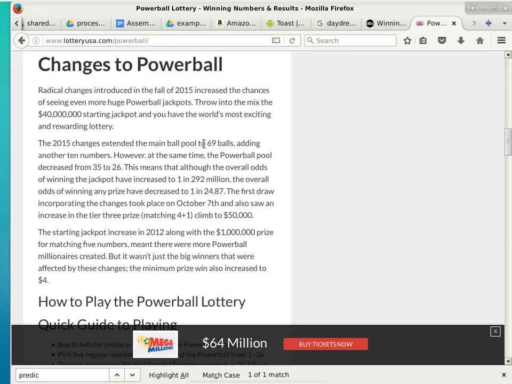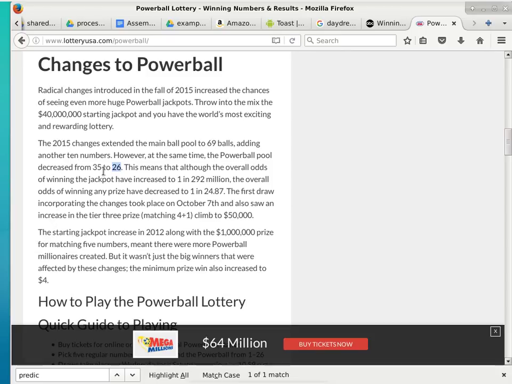Okay, so there are 69 balls to draw from in order to get the first 5 numbers, and then the actual last number, which is called a Powerball number, is going to go from 1 to 26. There we go. Okay, so that's my understanding. Let's see whether that works or not.